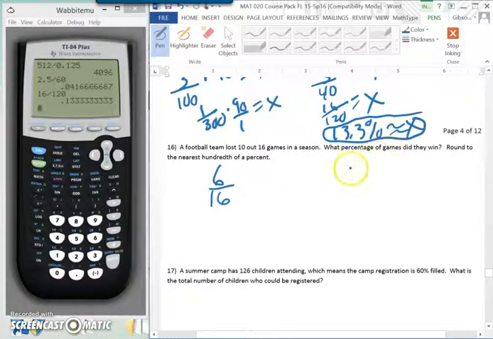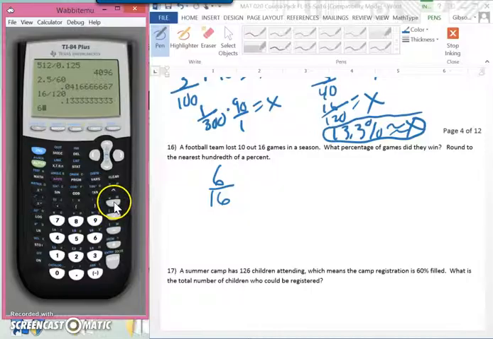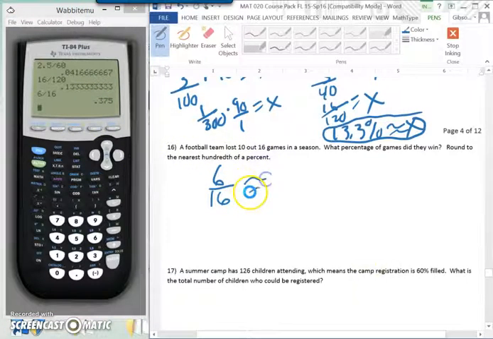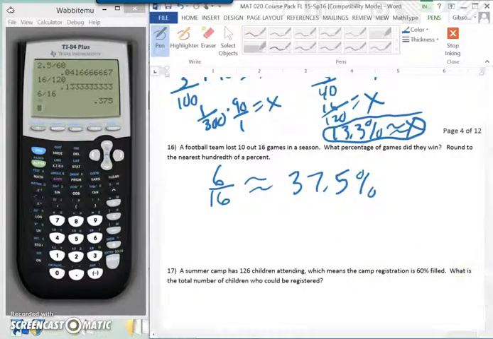Now we want to write this as a percent. So you could take 6 divided by 16. Okay, now we have 0.375. Now it said round to the nearest hundredth of a percent. Now if we look here, we have to move this decimal 2 places. So this will end up giving us 37.5%.